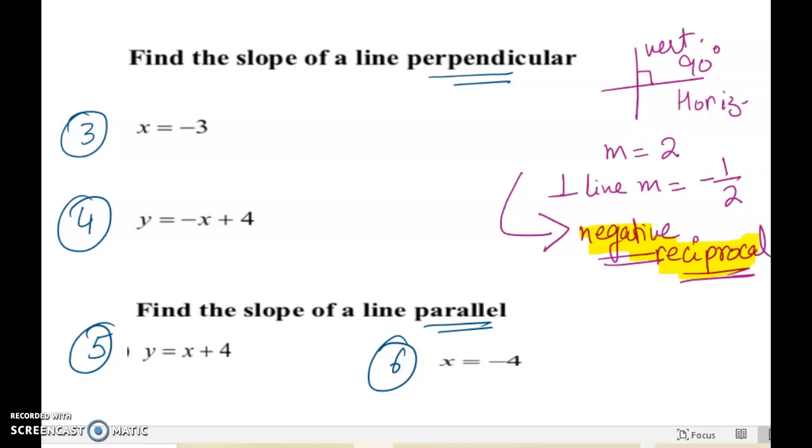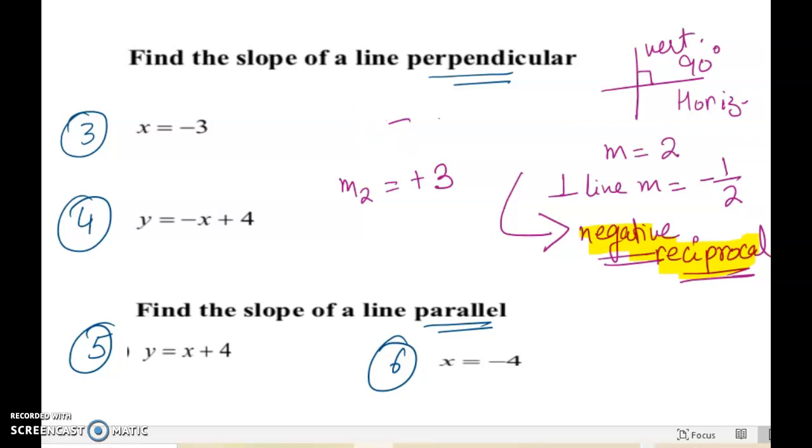You might ask, what will happen if the slope is 1/3? Okay, I will do the same process. I will change the sign. This is m1, and the slope for the perpendicular line, instead of negative, will become positive. And 1/3 will become 3.